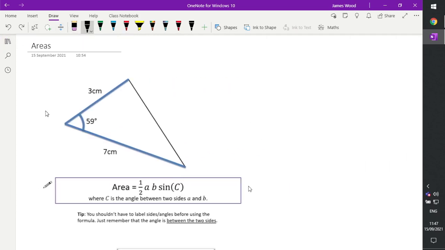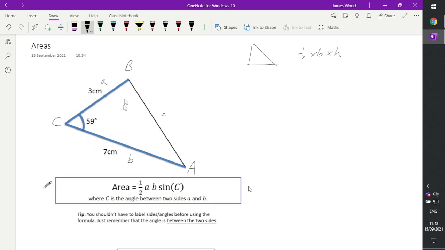All right. So to find the area of a triangle that's right angled, that's easy. Half base times height, for a right angled triangle. However, when it's not right angled, we can use this formula here, half AB sine C. Now in this case, this is the angle C, so that's side C, and then this is going to be A, and this is B.